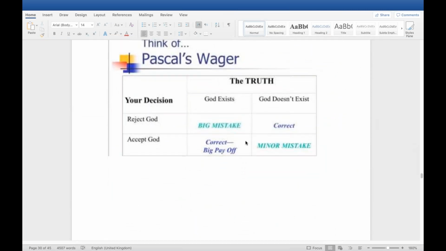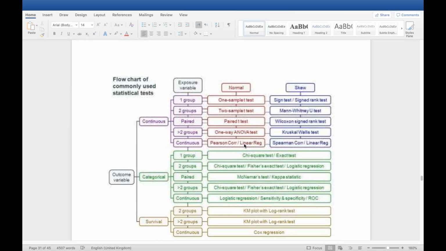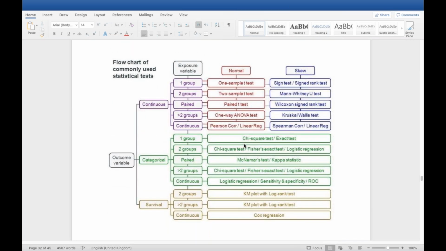Is that point clear? Because sometimes it's not clear. The clinical and the statistical significance are not the same, but they usually go together. Okay. To this flow chart.